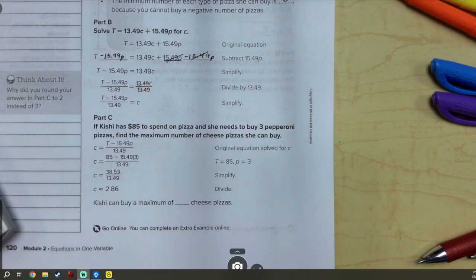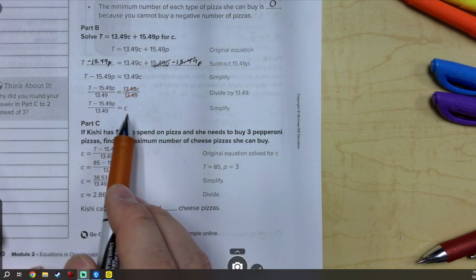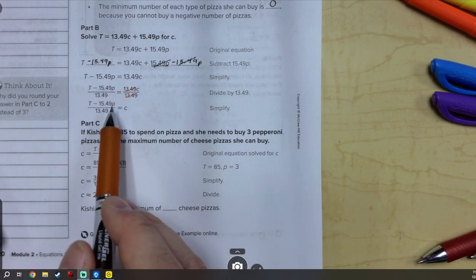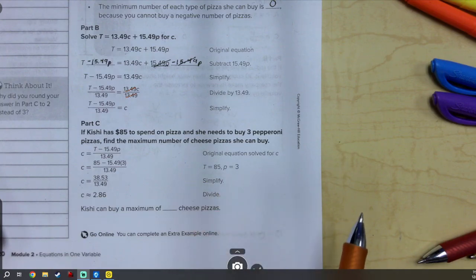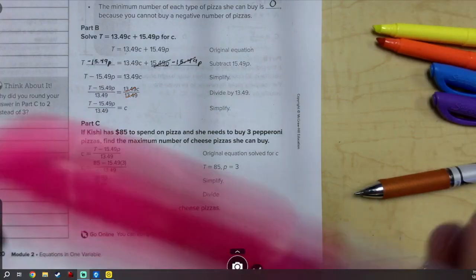If Kishi has $85 to spend on pizza and needs to buy 3 pepperoni pizzas, find the maximum number of cheese pizzas she can buy. Okay, that's easy. We just solved for this formula here. Then we can give it the number of pepperoni pizzas we buy, and it'll tell us how many cheese pizzas we can get. All right, so we're going to substitute in.